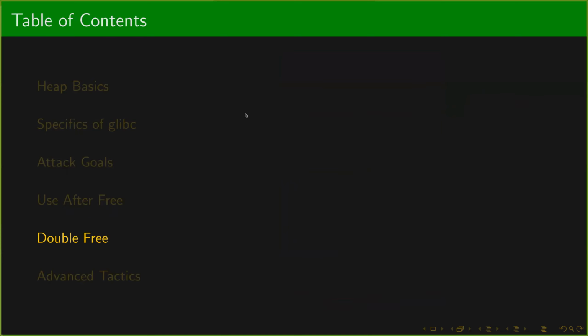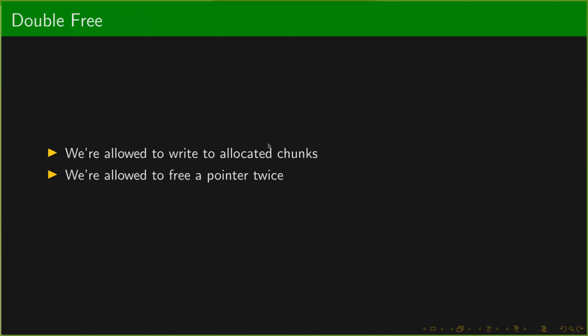Okay, so now we talk about double frees. Double frees are pretty similar to a use after free. It's just a little bit more complicated. So the idea of a double free is we're allowed to write to already allocated chunks, and we're able to free a pointer twice. As you may notice from the name, we are freeing something twice.